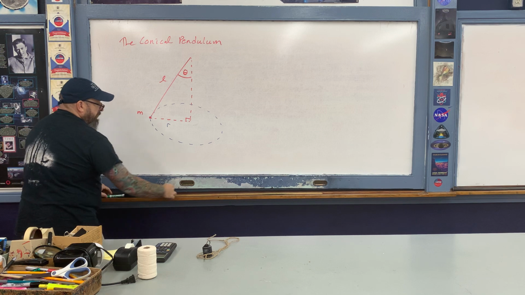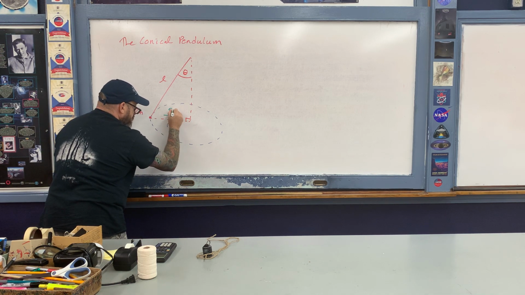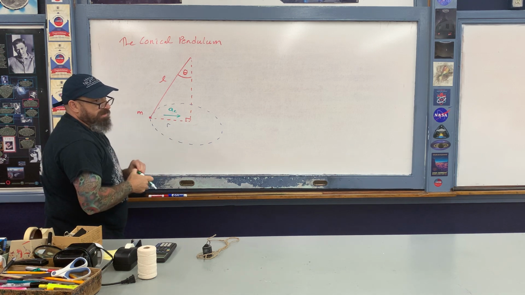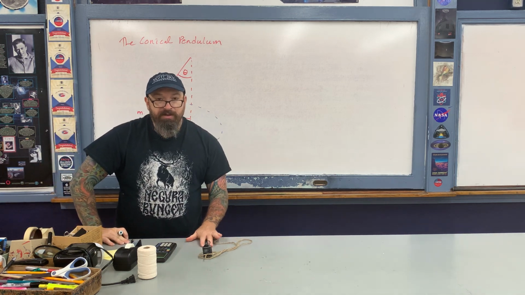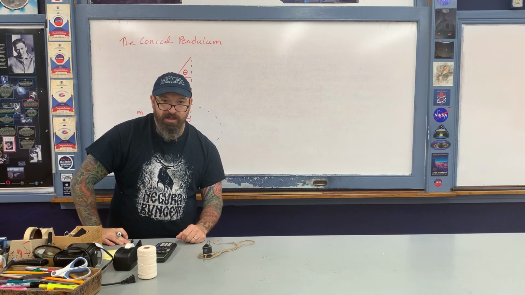So at this particular moment, if I draw the object here on the left-hand side of the diagram, it has a centripetal acceleration vector, a sub c, inwards towards the center of the circle. Okay, now as I mentioned when I was demonstrating this a few minutes ago, there are two forces that are acting on the pendulum.